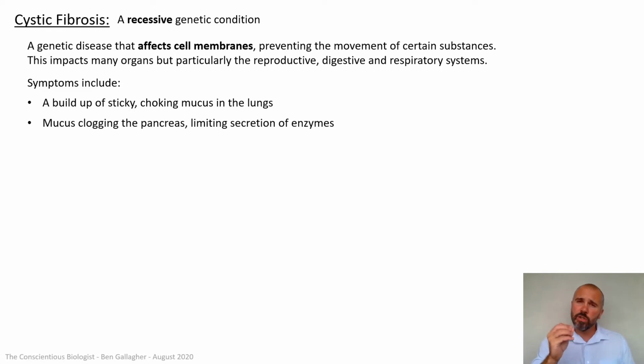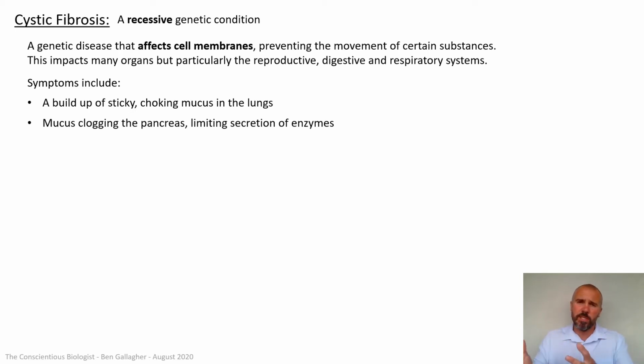Secondly, mucus can clog up the pancreas. Now remember from the digestive system lessons, the pancreas has a major role in secreting digestive enzymes into the duodenum. If it's clogged up with mucus, because it can't move that mucus properly, those enzymes aren't going to be released into the digestive system, so food isn't going to be digested properly, so they're not going to get the right level of nutrition.